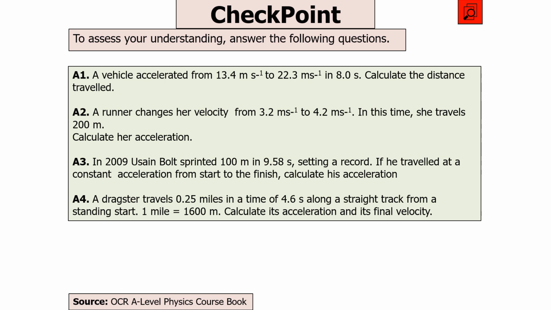Then a dragster travels 0.25 miles in the time of 4.6 seconds along a straight track from a standing start. 1 mile is 1,600 meters, so calculate its acceleration and final velocity. So pause the video now, then unpause the video when you want to go through your answer.